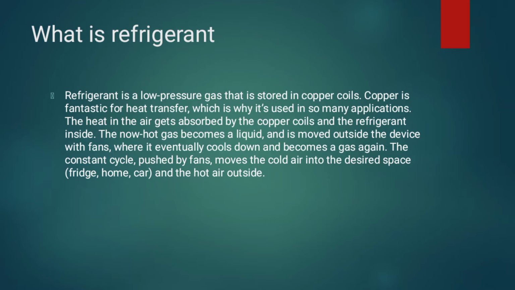Refrigerant is a low pressure gas that is stored in copper coils. Copper is fantastic for heat transfer, which is why it is used in so many applications. The heat in the air gets absorbed by the copper coils, and the refrigerant inside, now a hot gas, becomes liquid and is moved outside the device, where it eventually cools down and becomes a gas again. The constant cycle, pushed by fans, moves the cold air into the desired space, fridge, home, car, etc., and the hot air goes outside.